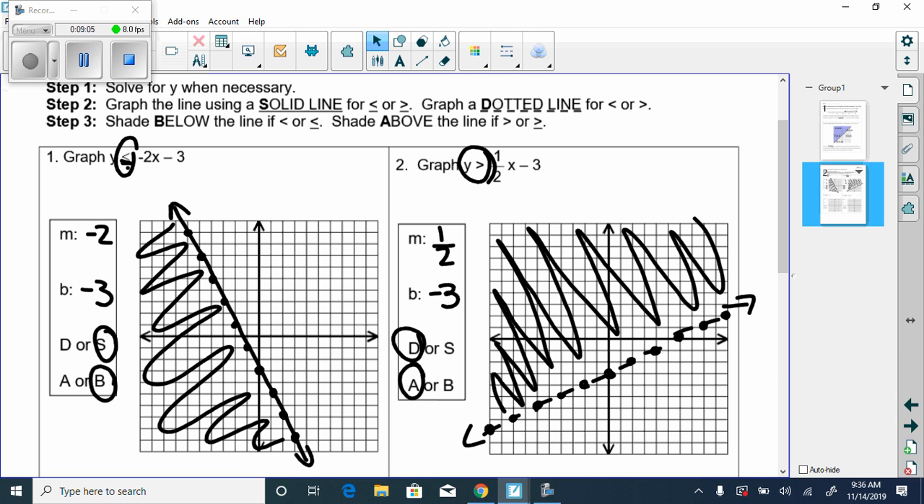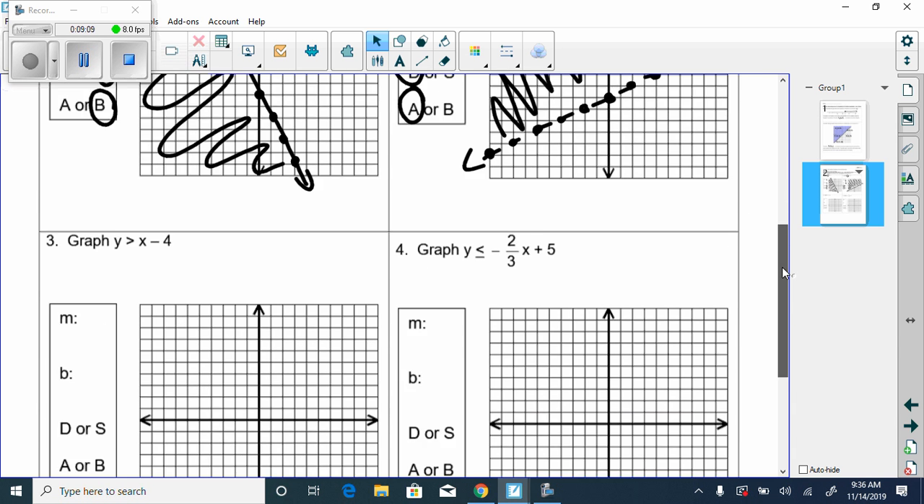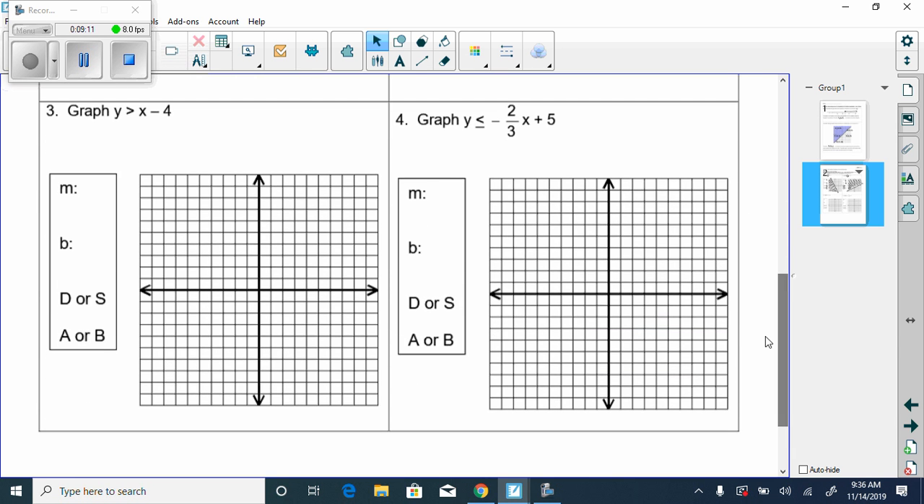All right. Let's look at number 3. So on number 3, is it in the right form? Yes, so we're good there. Don't have to worry about that. So we're going to go ahead and plot this. So what's my slope? 1. And what's my y-intercept? Good. So this thing starts at -4.